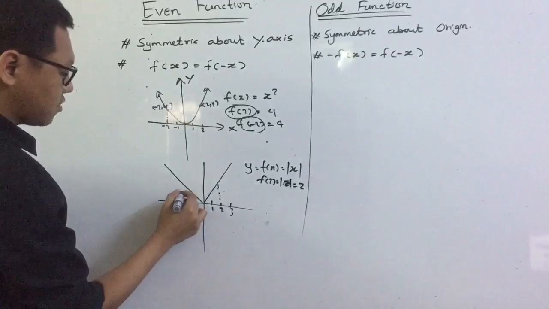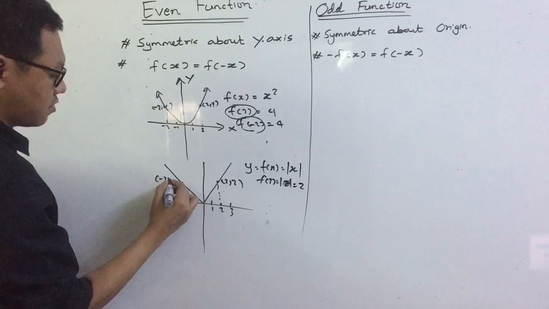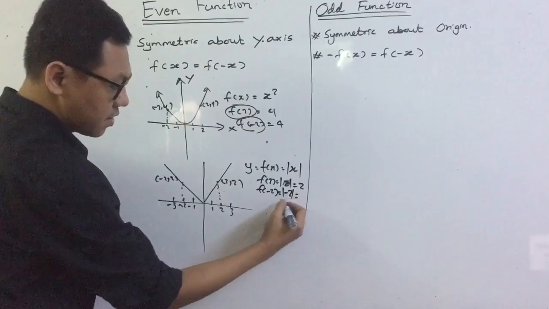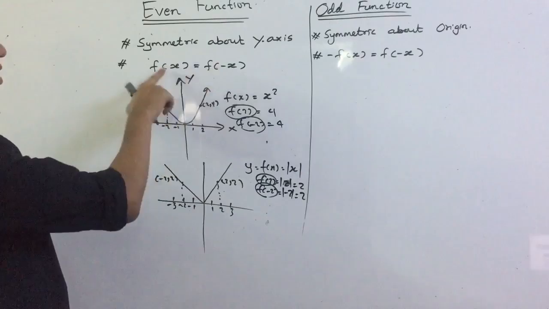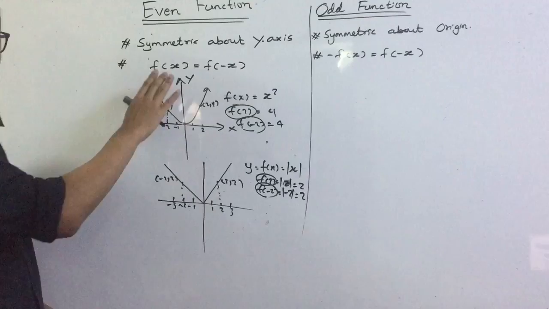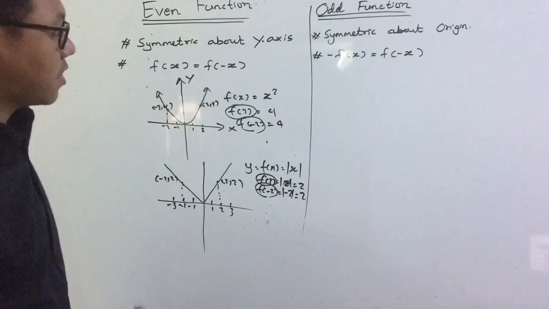How about f of negative 2? F of negative 2, the modulus of negative 2 is 2. So it's the same. F of 2 and f of negative 2 are the same, so it applies to this formula. So even functions are always symmetric about the y-axis, and f of x is always equal to f of negative x. This is an even function.